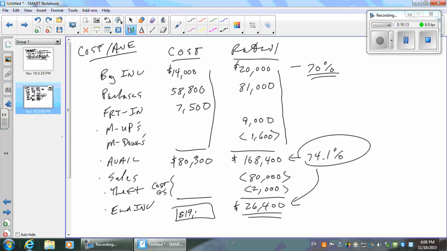19,556. So could you tell me what cost of goods sold plus theft must be? 67,744. The difference between 80,300 and 19,556 is 67,744. Okay. Got it. I calculated that last. Everybody see that? This is the one they asked for.